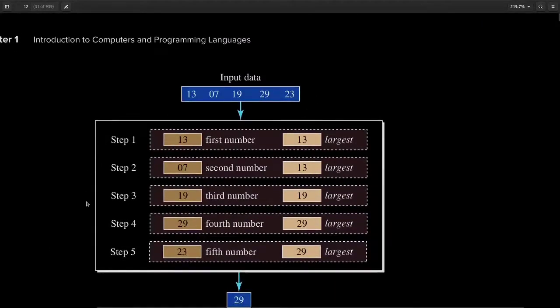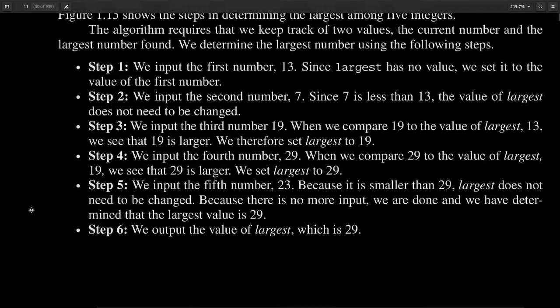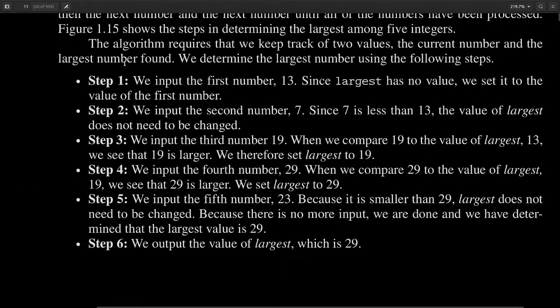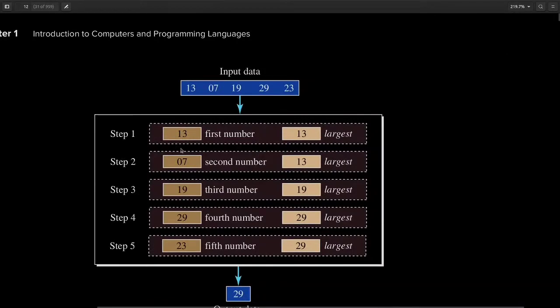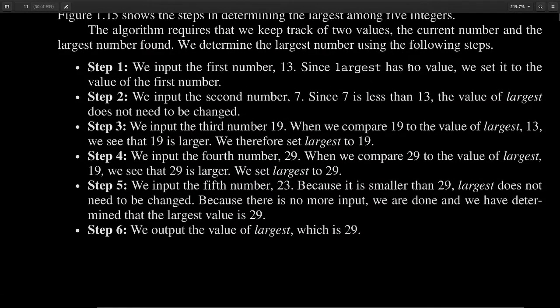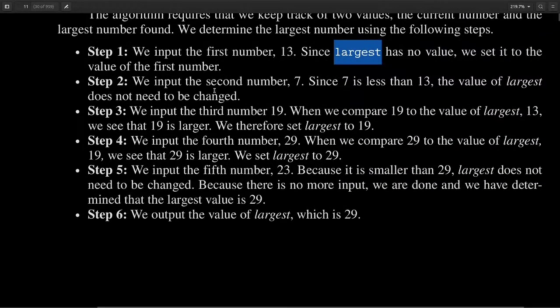If you see this algorithm, there are certain steps, as I told you. First of all, we will take the first number as input, that is 13. Since largest has no value right now, we will declare a variable or a container and name it largest. We will set largest to 13, the first number.